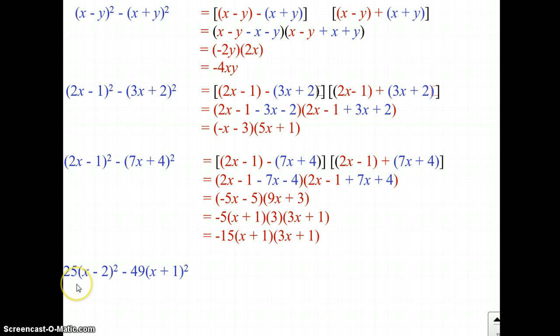Square root of the first term is 5 times x minus 2. Square root of the second term is 7 times x plus 1. Make them conjugate binomials.